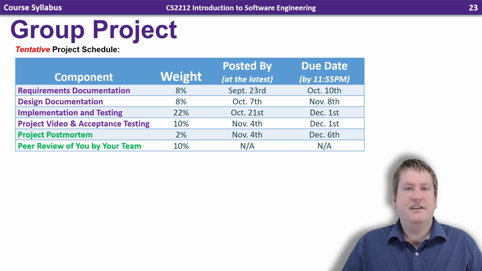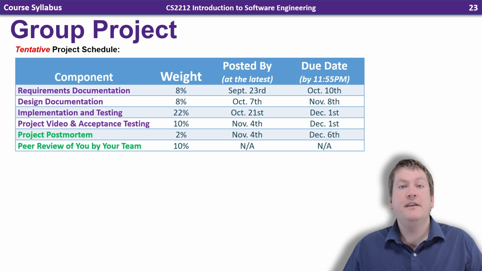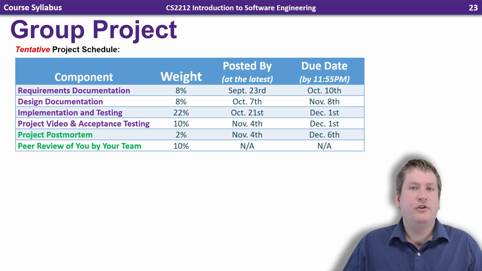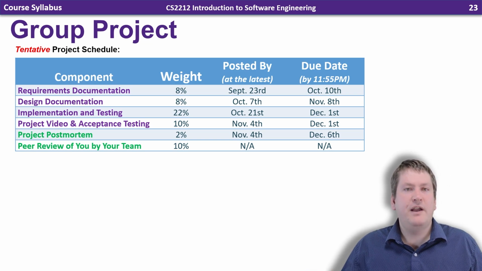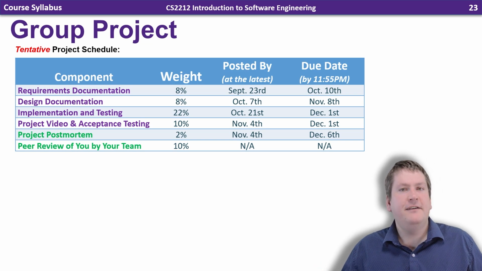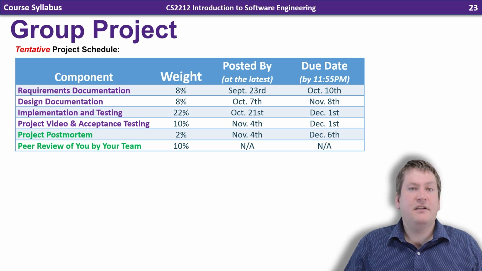And implementation and testing, that's where you actually make it and test it. It's going to be a bigger percentage, 22%, and that's going to be due December 1st, close to the end of the term. Project video and acceptance testing, that's where you actually make the video demo of your project, is going to be due the same day, December 1st, and that's going to be worth 10%.